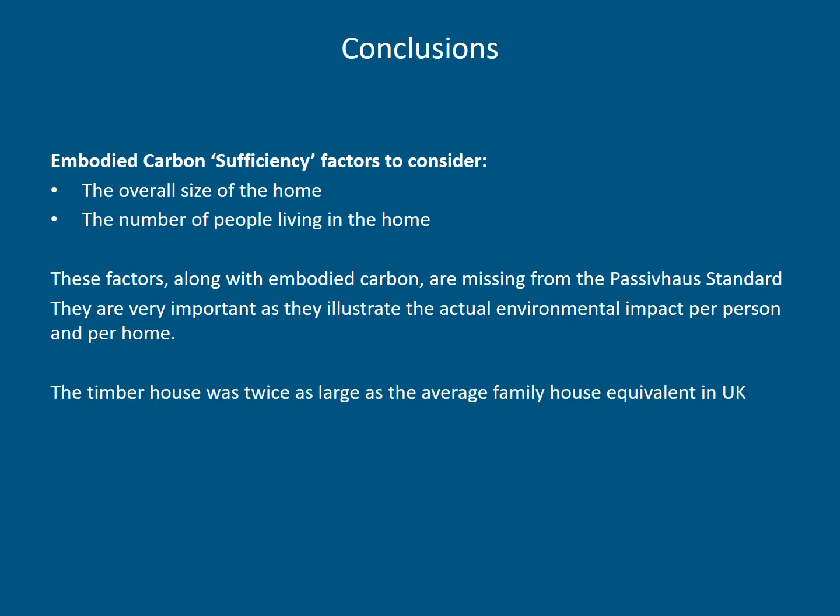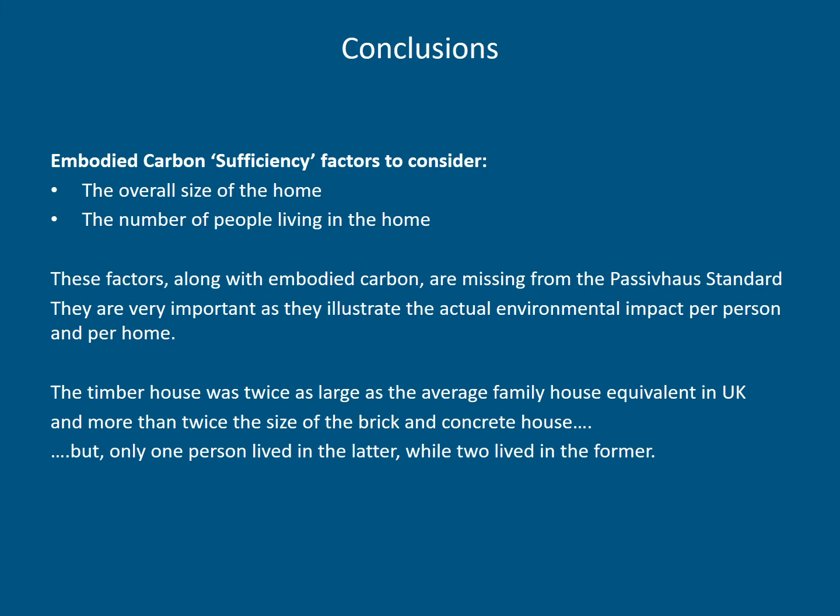Thus, the timber house was twice as large as the average family house equivalent in the UK, and that explains why the embodied carbon was so high. And it was more than twice the size of the brick and concrete house. However, only one person lived in the brick and concrete house, whilst 2 people lived in the former. And so when you take the number of people living in the home, then per person, the factors become much more similar in terms of embodied carbon.